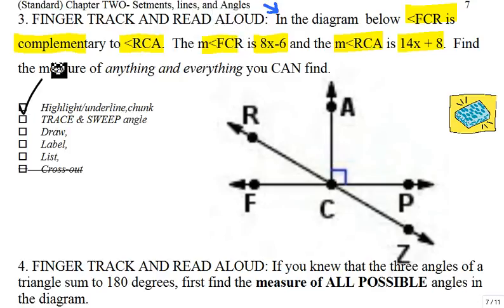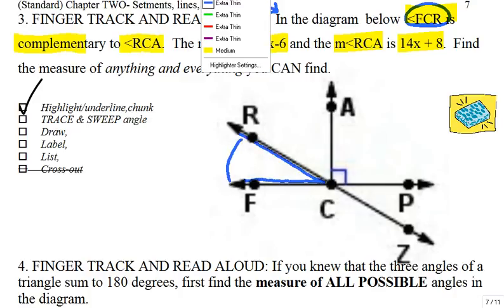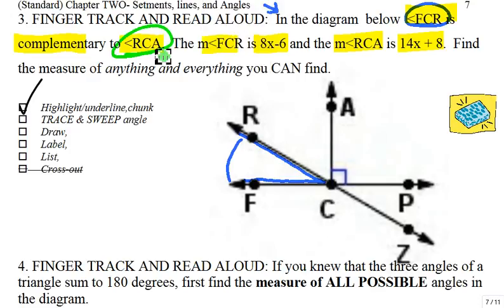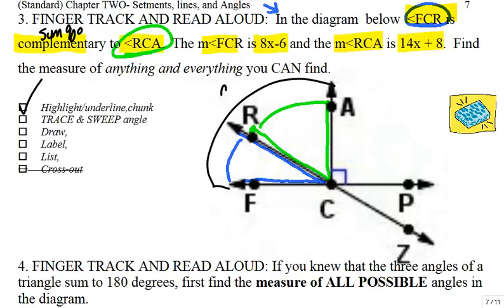Now we're going to trace and sweep angles. So we are given an angle here, FCR. So we come here, FCR, trace and sweep, is complementary to angle RCA. So there's R, trace with me, CA, trace and sweep. This word, complementary, means to sum 90 degrees. So I'm going to sweep both these angles. I know whatever they are, they're going to add up to 90. So there is the trace and sweep.